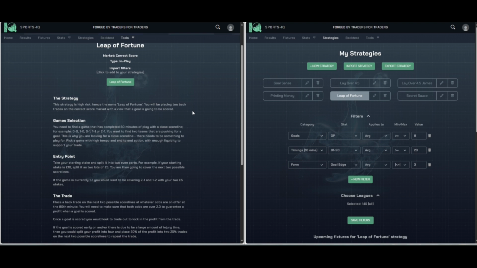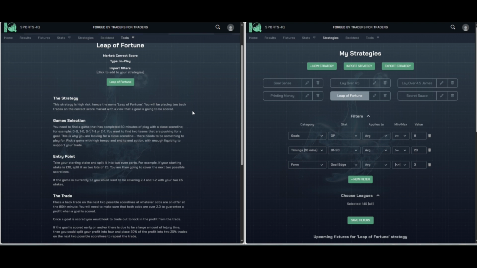Take your starting stake and split it into two even parts. For example, if your starting stake's a tenner, split it into two lots of £5. You're then going to cover the next two possible scorelines. If the game's currently 1-1, you would need to be covering 2-1 and 1-2 with your two £5 bets.